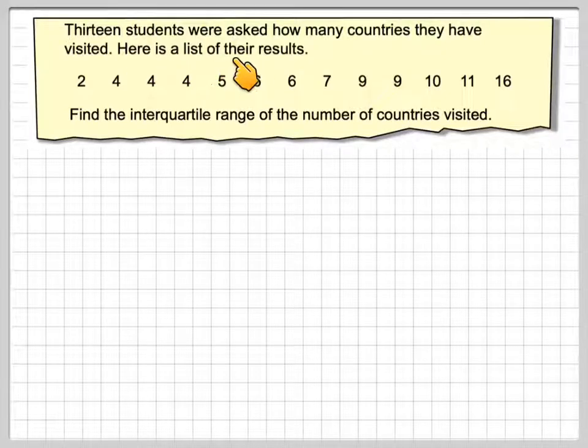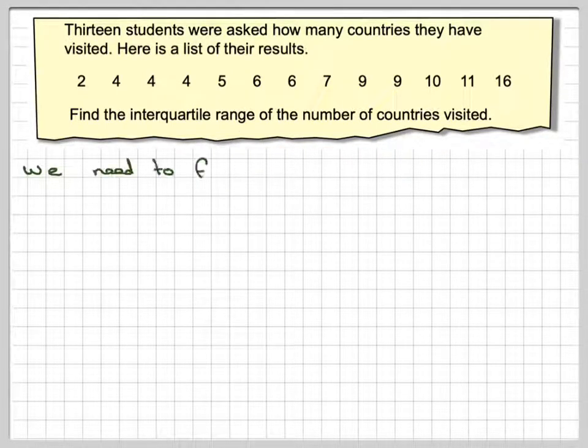13 students were asked how many countries they have visited. Here are lists of their results. So you've got 2, 4, 4, 4, 5, 6, 6, 7, 9, 9, 10, 11, 16. So they are in order of size. We need to find the interquartile range for the number of countries visited.